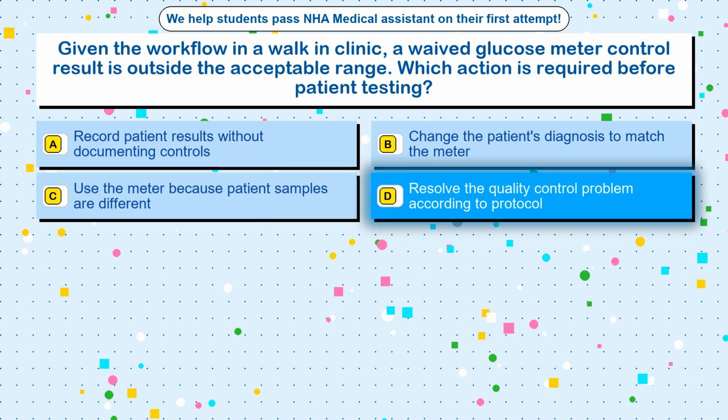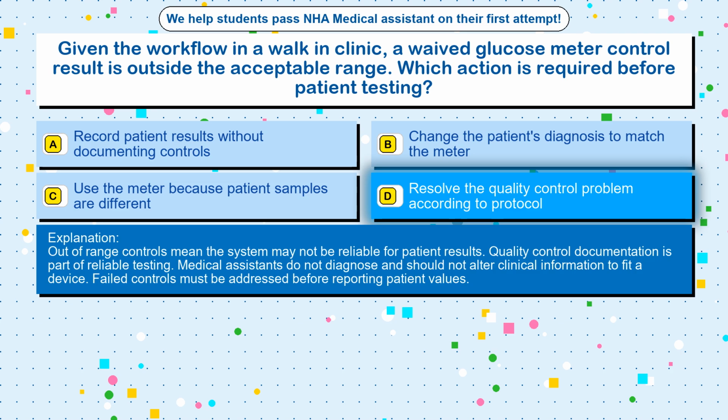The correct answer is option D, resolve the quality control problem according to protocol. Out-of-range controls mean the system may not be reliable for patient results. Quality control documentation is part of reliable testing. Medical assistants do not diagnose and should not alter clinical information to fit a device. Failed controls must be addressed before reporting patient values.